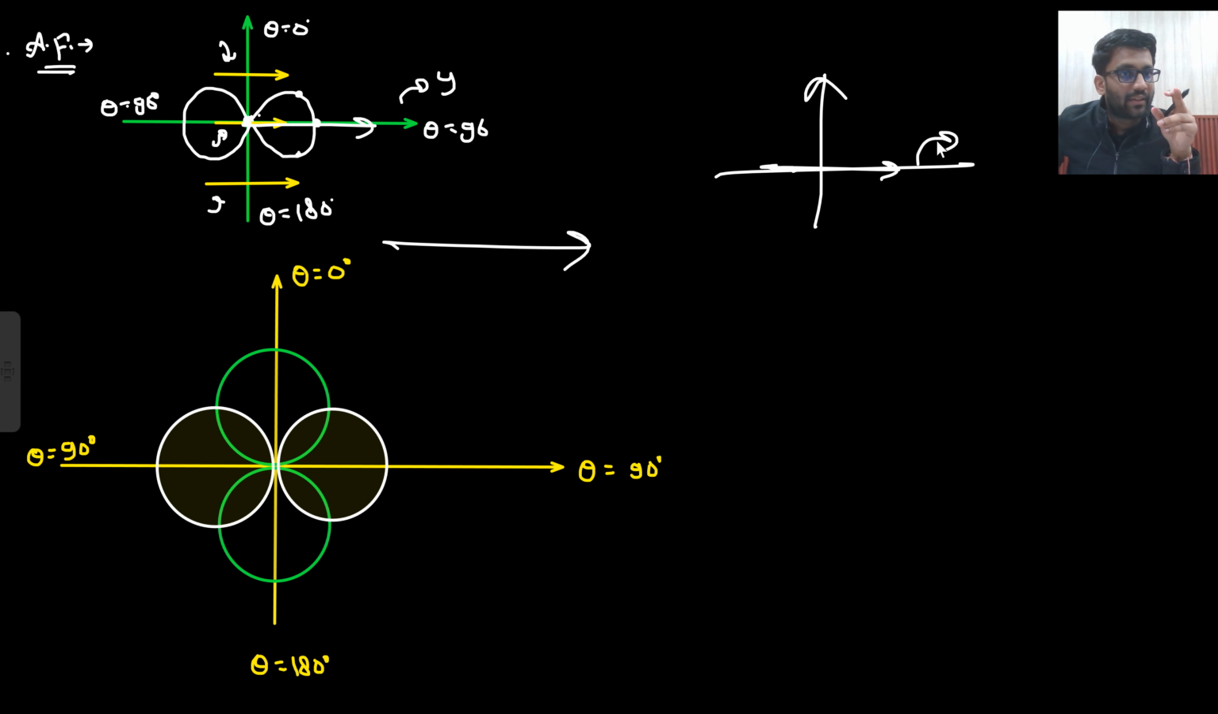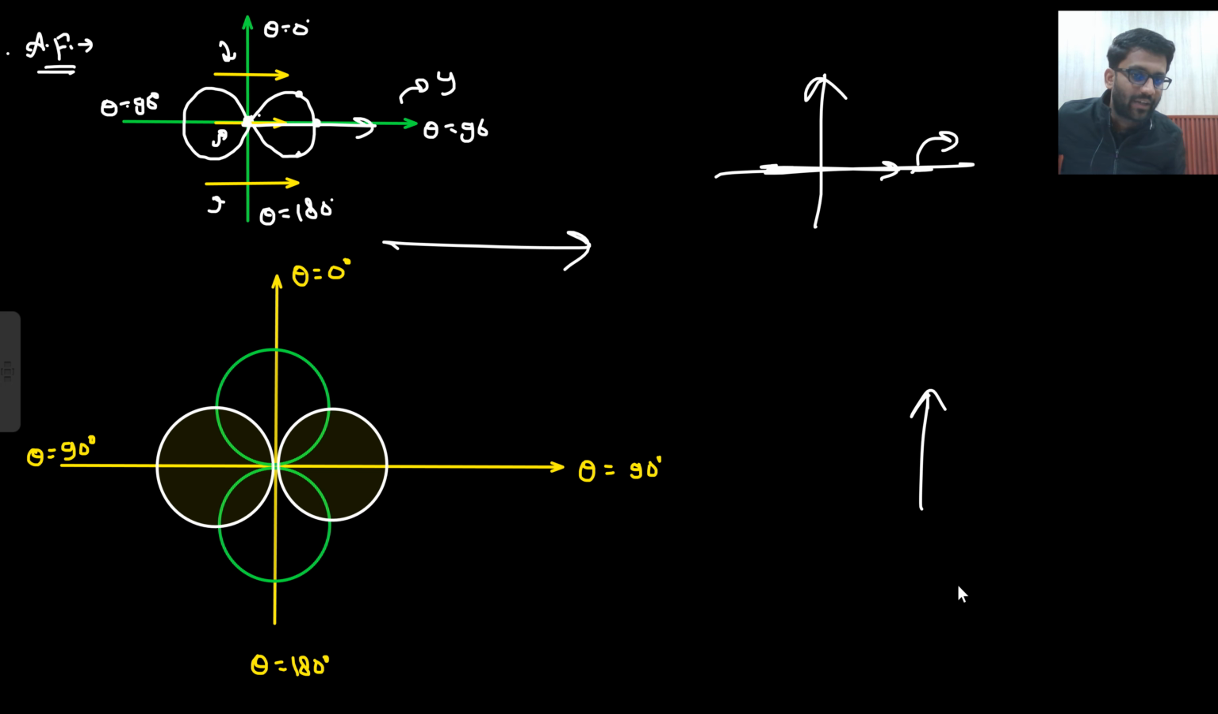Again, I am repeating the thing. Array factor can have the maximum radiation anywhere. But your antenna cannot have the maximum radiation where it is placed. If it is placed on the y-axis, it will never have any radiation. Forget about the maximum radiation. On the y-axis, it will never have any radiation.